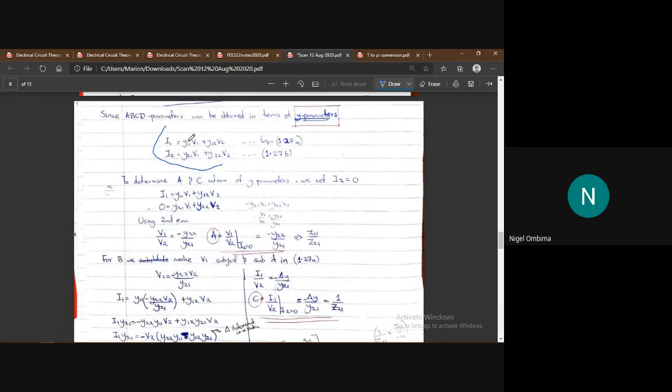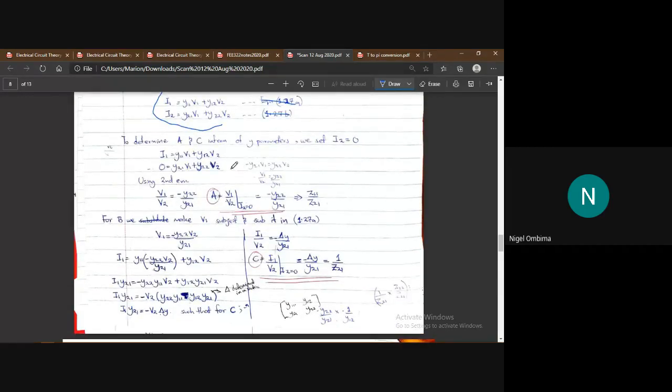I1 is equal to Y11 V1 plus Y12 V2. This is equation 1. I2 is equal to Y21 V1 plus Y22 V2. That's the second equation now.